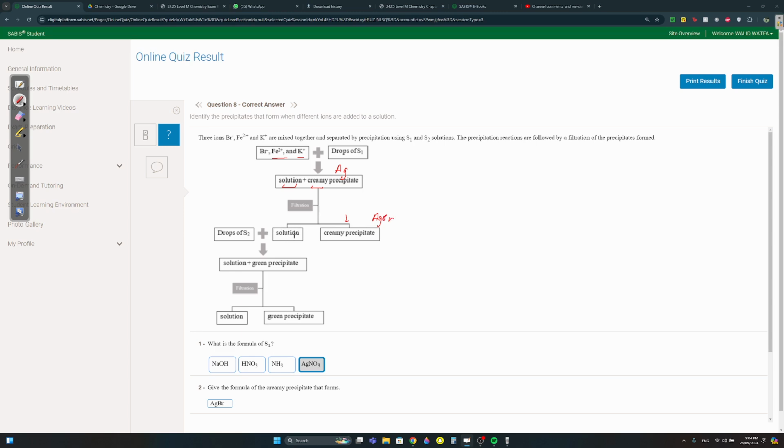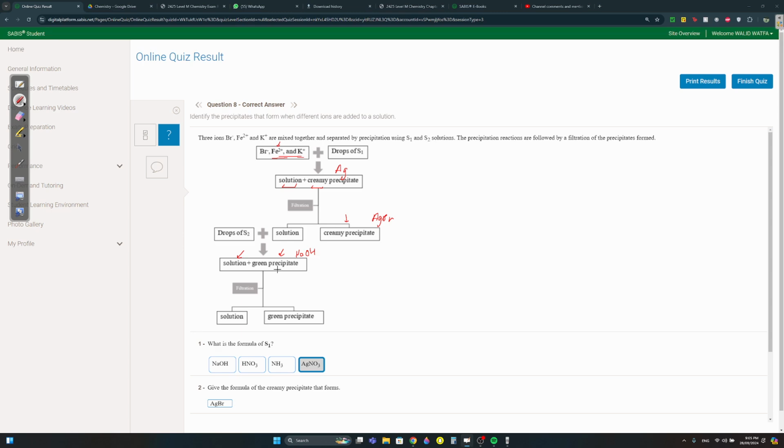Then in the solution, what did they do? They added drops of S2. When they added that, they got a green precipitate and a solution. Which one here gets you a green precipitate? Definitely Fe2 plus, right? So this is Fe2 plus. What do you add to Fe2 plus to get a green precipitate? NaOH or NH3. Okay, NaOH.